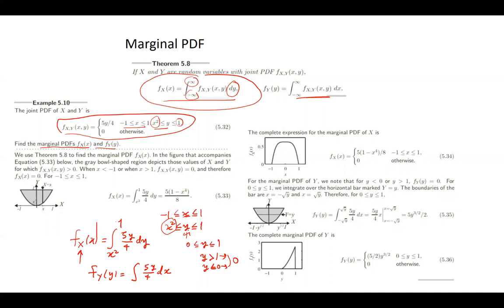So we look at here, x squared equal y. From this, x is going to be plus minus square root of y. So x will be from minus square root of y to square root of y. When we get this integration, we can calculate marginal PDF of y and marginal PDF of x.